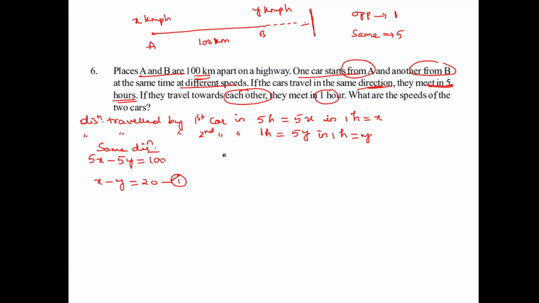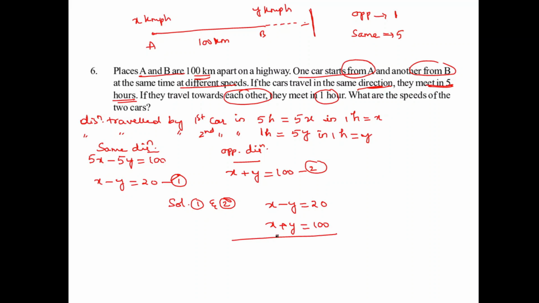Now, what happens when they are traveling in opposite directions? When they are traveling towards each other, x plus y is equal to 100. This is equation number 2. So let us solve equations 1 and 2. We have x minus y equal to 20 and x plus y equal to 100. Adding these two, y is removed and we get 2x equal to 120. So x is equal to 60, the speed of the first car.